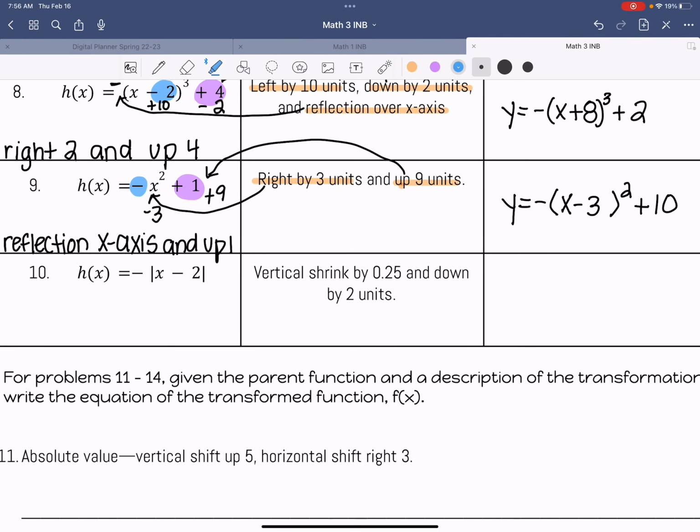All right, so for the next one, we have on the inside, we have negative 2. So that negative 2 is going to, we're already going to the right by 2. And then we also have a reflection over the x-axis. So we're going right 2 units, and it reflects over the x-axis.